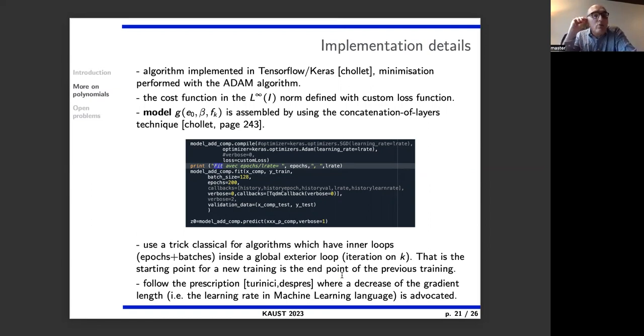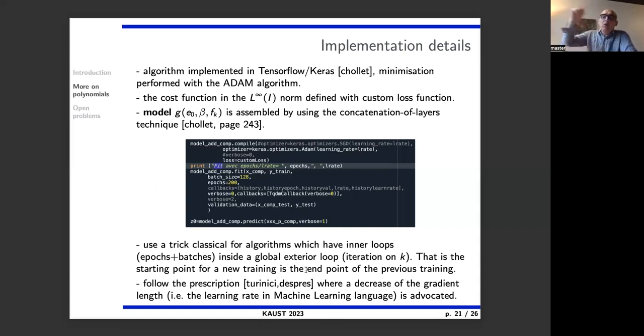I use the SGD algorithm implemented in TensorFlow Keras. I use the Adam method as the SGD. The cost function, as I said, is implemented with a custom loss function. Essentially, it means that I'm doing supervised learning, okay? But for this completely academic problem, because H is a polynomial, of course. And technically, you can make a concatenation of layers.